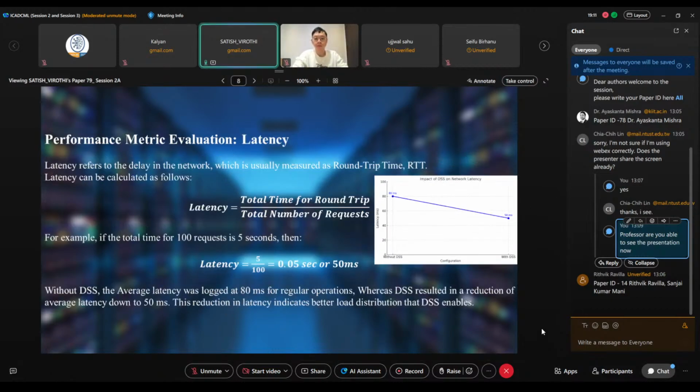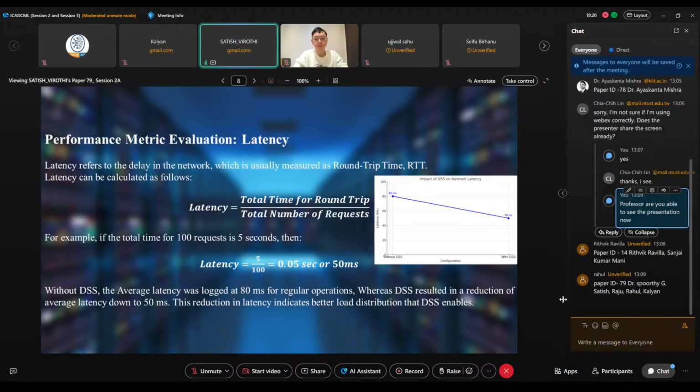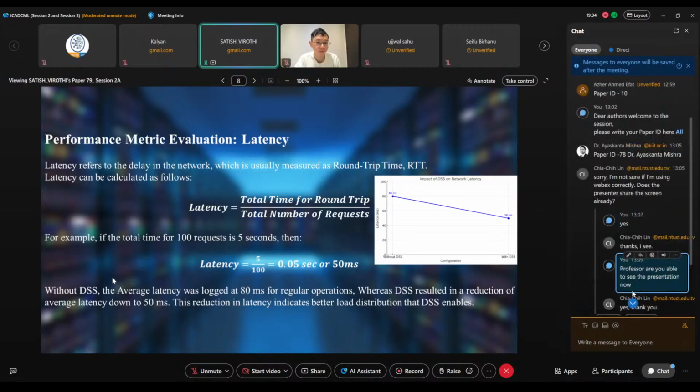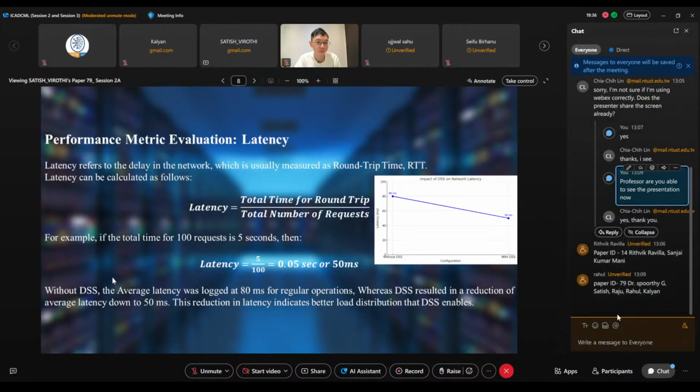And the next metric is latency. Latency refers to the delay in the network. It is usually measured in round trip time. From this, we can see that without DSS, the average latency is very high, and with DSS, we can see that the latency is very low. This indicates better load distribution using DSS.